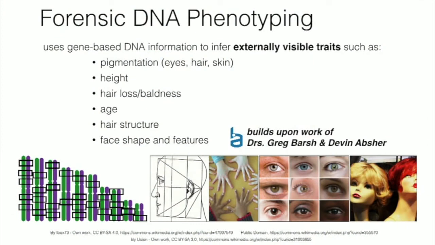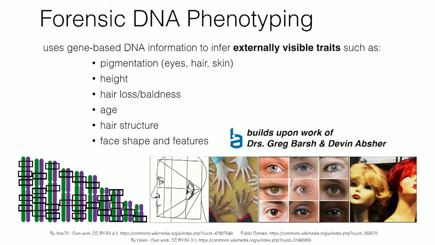And some of this information actually is based on data of two HudsonAlpha scientists, Drs. Greg Barsh and Devin Absher, doing some of this work in understanding genetic variation that impacts facial shape, the positioning of the nose, how far apart the eyes are, how deep set the eyes are, where the cheekbones lie. So you can use this information, theoretically, to actually get a genetic prediction of the appearance of the person that left that DNA sample behind.